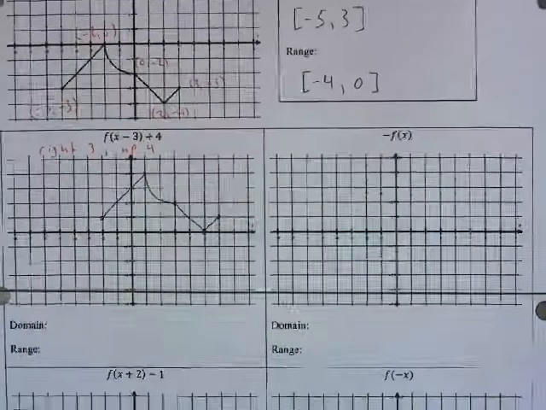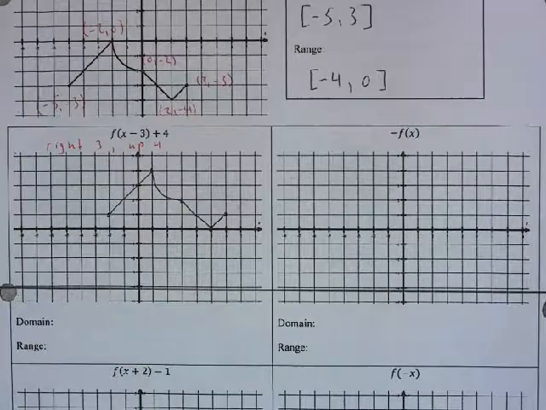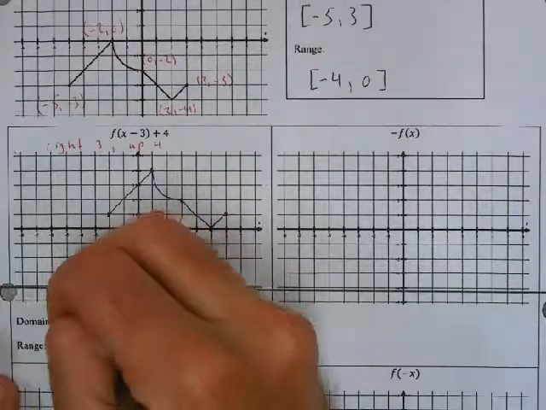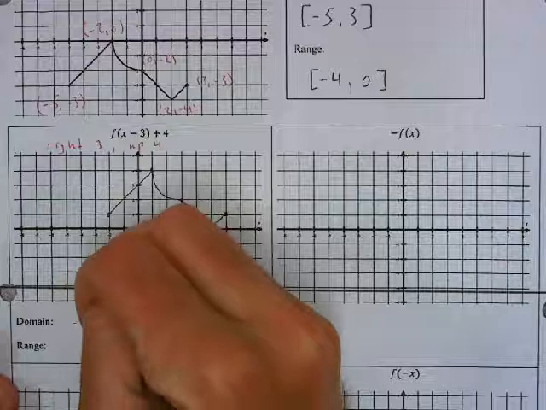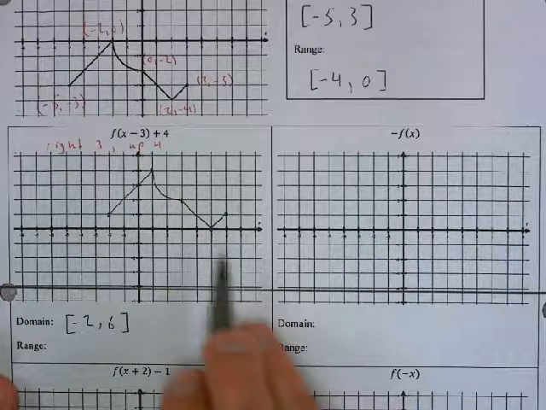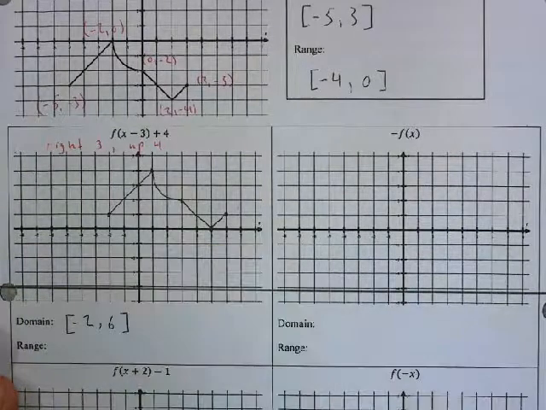What is the domain and range of this graph? We'll do these quickly and we'll revisit them at the end. The domain goes from -2 to +6, brackets around both. The range goes from 0 to 4.